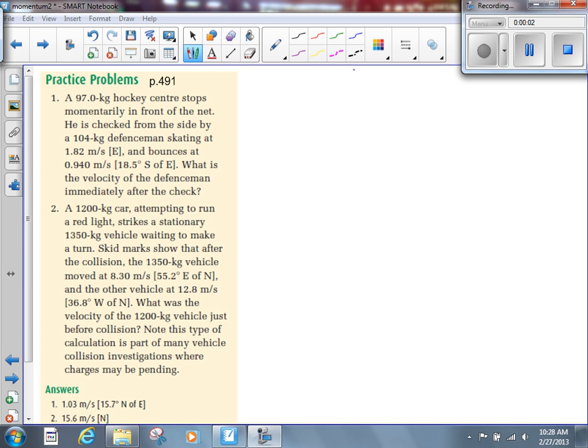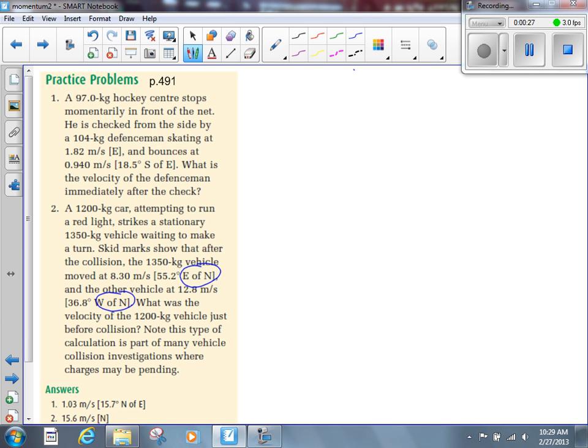All right, let's take a look at question number 2 in our homework last night, page 491. A 1,200 kilogram car attempting to run a red light strikes a stationary 1350 kilogram car waiting to make a turn. Skid marks show that after the collision, the 1350 was going at east of north, and the other one was going at west of north. What was the velocity of the 1,200 kilogram car just before the collision?